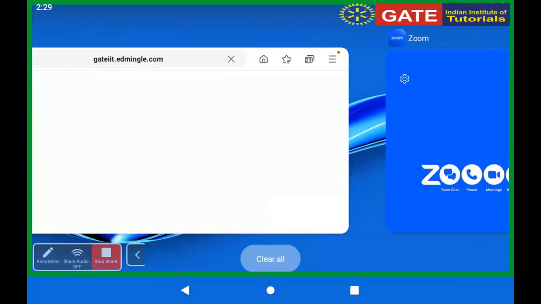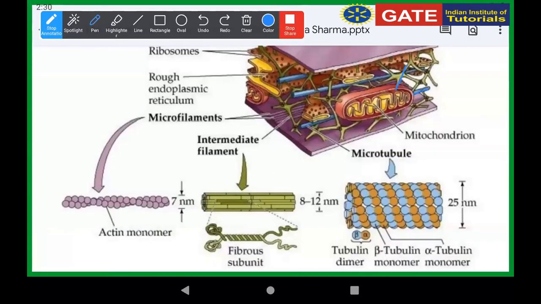I'm not able to see your slide. The tubules are there and the blue color. This is the microtubule. Hello, ma'am. I can't see this slide. Now I can see it.